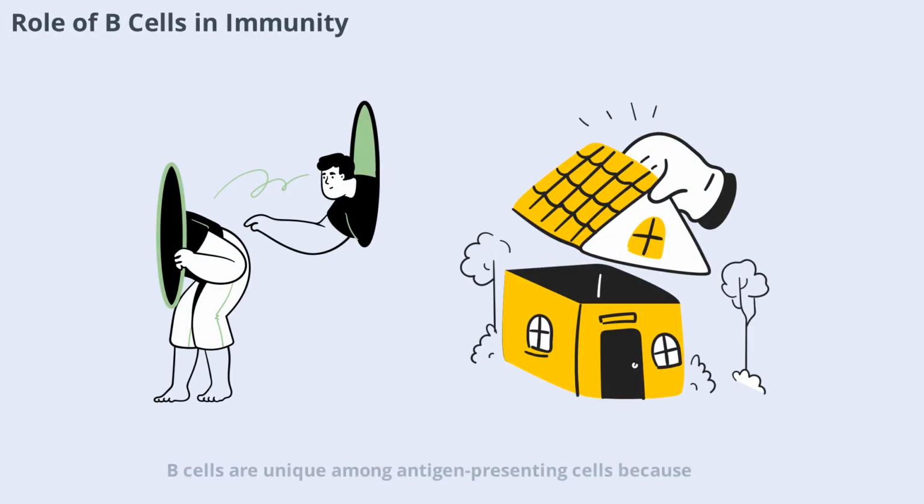B cells are unique among antigen-presenting cells because they can both present antigens and produce antibodies. When activated by helper T cells, B cells differentiate into plasma cells that secrete large amounts of antibodies. These antibodies bind to antigens, marking them for destruction by other immune cells. B cells also retain a memory of past infections, enabling a faster response if the same pathogen returns.